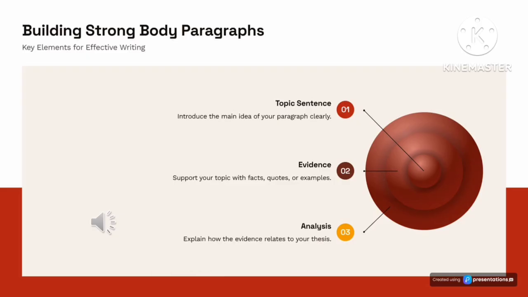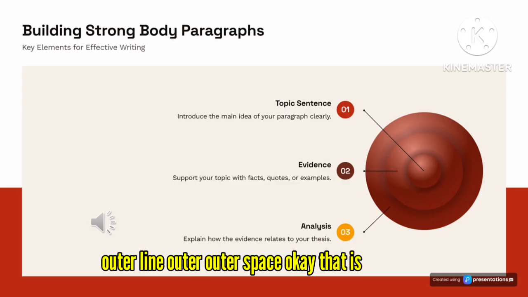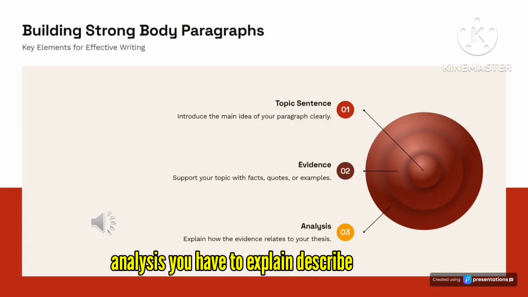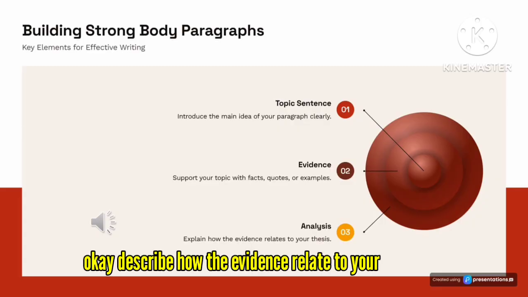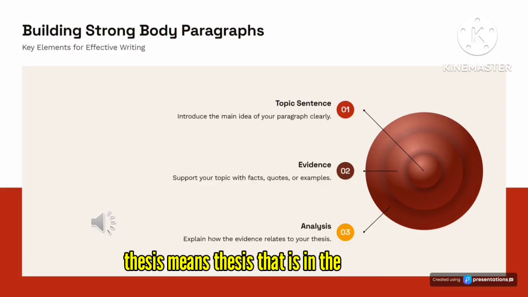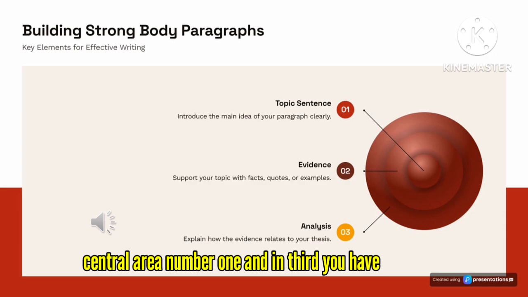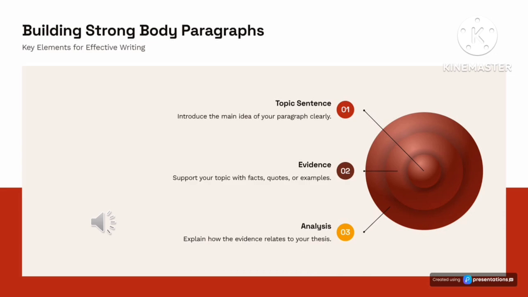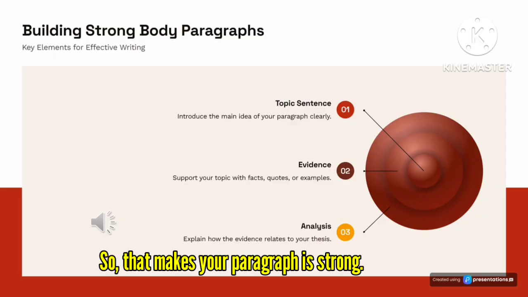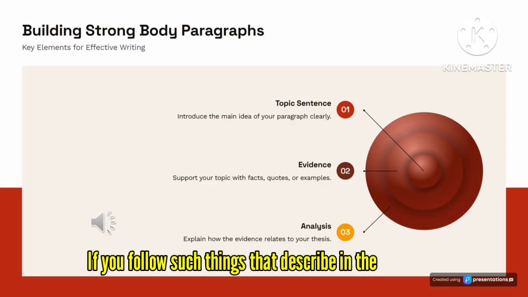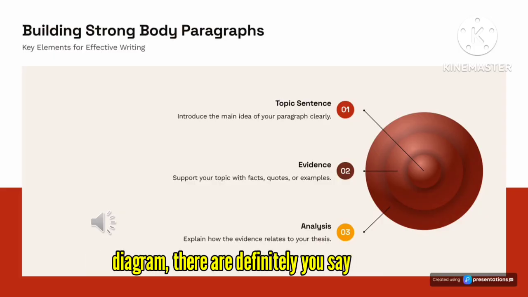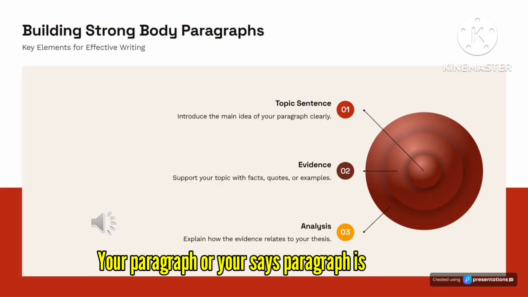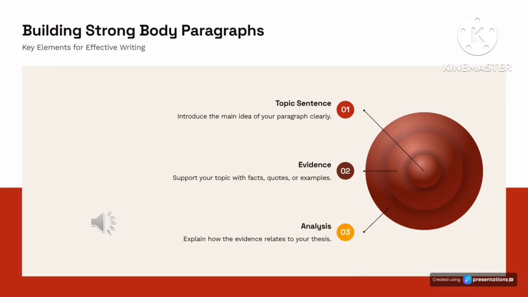And then the outer space, that is analysis. You have to explain and describe how the evidence relates to your thesis. The thesis is in the central area, number one. And in third, you have to describe and elaborate on the thesis, so that makes your paragraph strong. If you follow such things as described in the diagram, then definitely your essay's paragraphs will be strong.